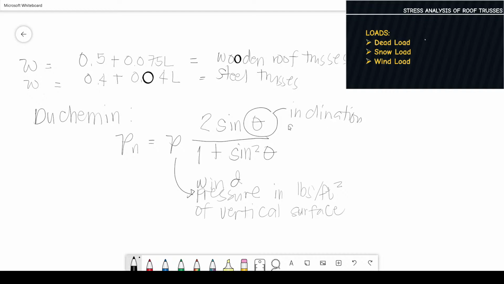Inclination from horizontal. Okay. So, yun. So, ano pa kinahanglan? May nakita wind, may nakita snow, may nakita dead. So, let's try to have an example.